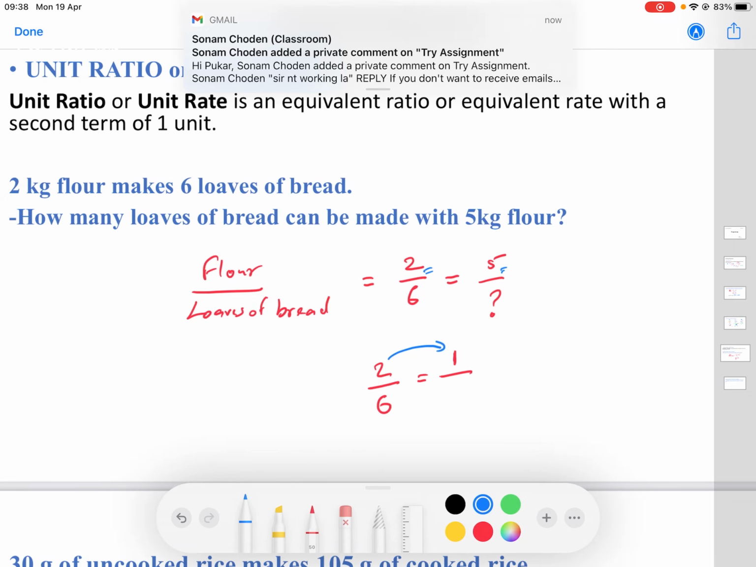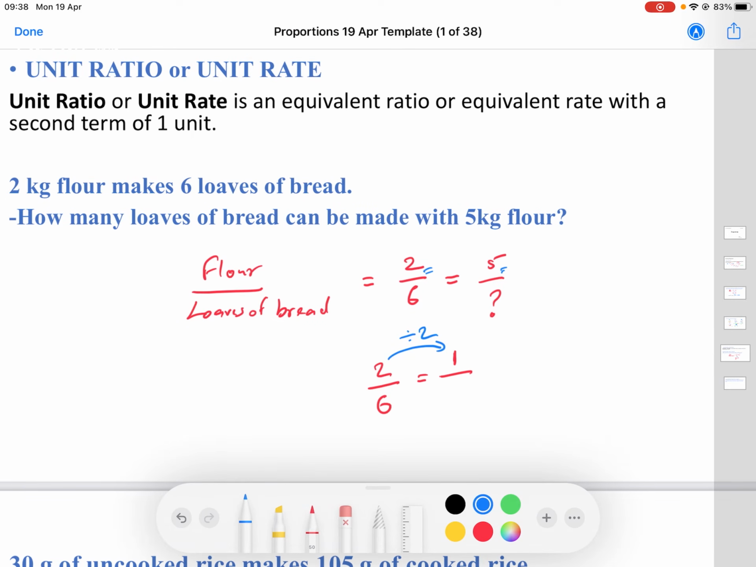Now 2, when you divide by 2, we get 1. So numerator is divided by 2. Denominator can also be divided by 2. Then we'll get 6 divided by 2 is 3. That means the second term is in unit ratio 1.